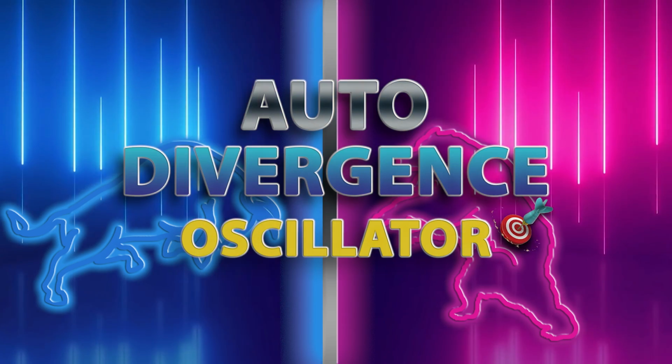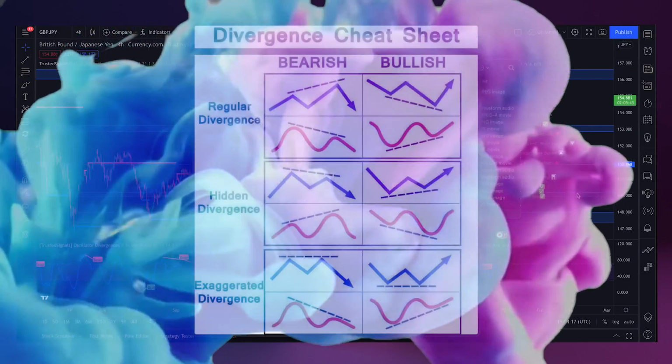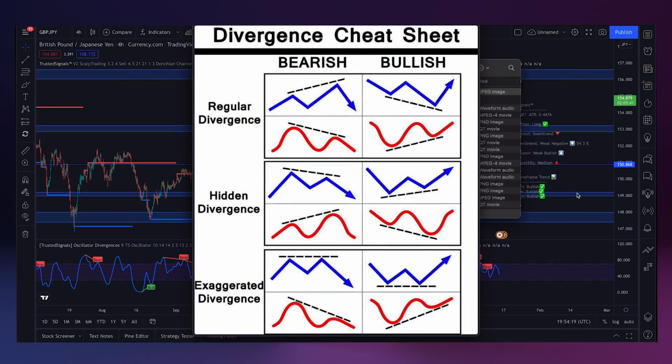Auto oscillator Divergence. So this is what the oscillator is doing. It is giving you the cheat code and finding out bearish or bullish divergence. There's different types of divergences that in the beginning of my trading, in the early years, I used to pull up this cheat sheet all the time. So instead of pulling up this cheat sheet and looking for these bearish or bullish divergences, Trusted Signals is going to do it automatically for you.